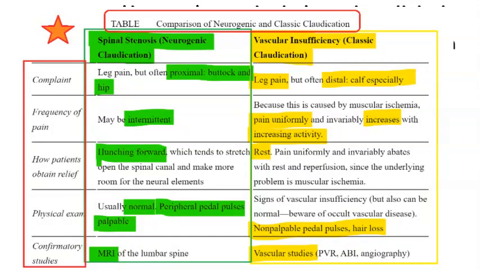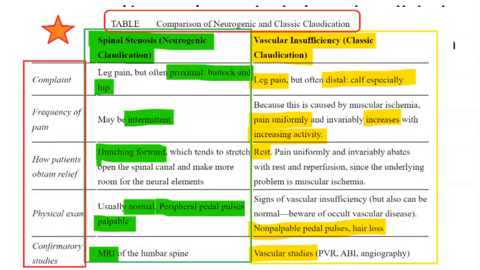For spinal stenosis, patient will have a neurogenic claudication. Patient complains of leg pain but often started from proximal, buttock and the hip. It might be an intermittent pain. Patient relieves the pain by hunching forward, which tends to stretch open the spinal canal and make more room for the neural elements. Clinically normal peripheral pedal pulses are palpable. Confirmatory studies with the MRI of lumbar spine.